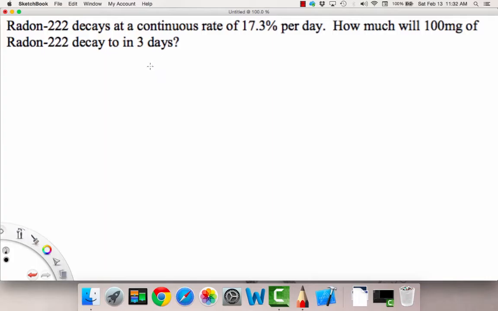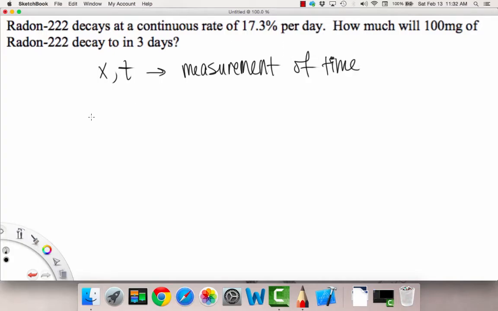Okay, so I kind of lied on the last slide. X, or T, or whatever our variable is, it's just a measurement of time, so it doesn't necessarily have to be years. Oftentimes it is, but for radioactive decay in this case, it's in days. All you have to make sure is that your units match up. I'll show you what I mean by that.